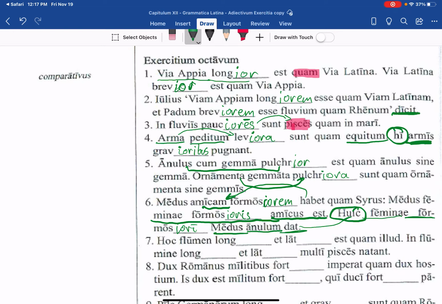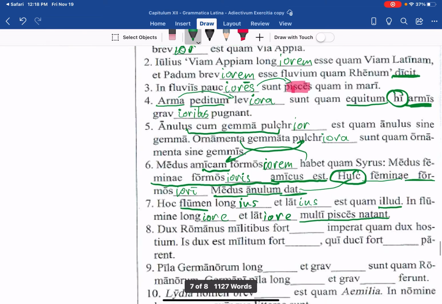Hoc flumen blank est et blank est quam illud. Longius et latius est quam illud. Right? Flumen is neuter, hence we have longius and latius. This river is longer and broader than that river. In flumine longiore with an E et latiore multi pisces natant. So in the longer and broader river, many fish are swimming.